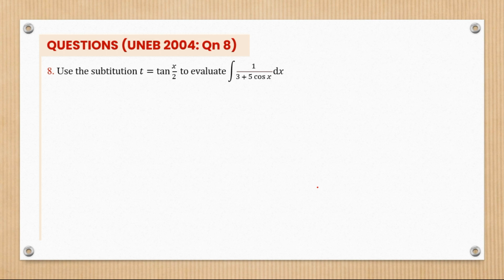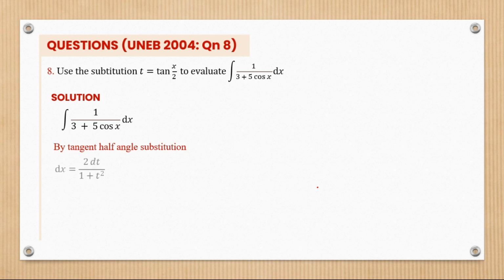So this was a question from UNEB 2004. Being told to use the substitution t is equal to tan x over 2 to evaluate the integral of 1 over 3 plus 5 cos x dx. So how do we solve this? So first of all, by tangent half angle substitution, we know that dx shall be equal to 2 dt over 1 plus t squared, and then we're going to see cos x is equal to 1 minus t squared over 1 plus t squared, where t is equal to tan x over 2.